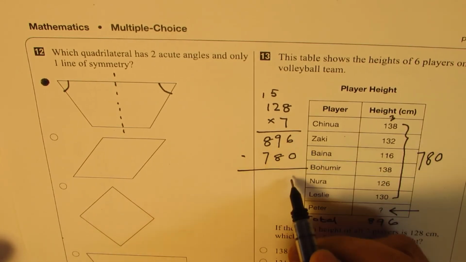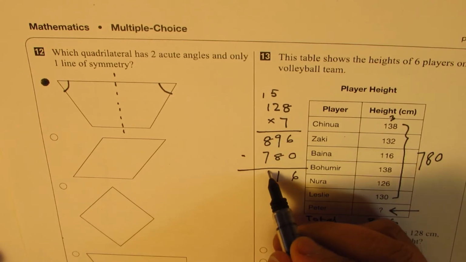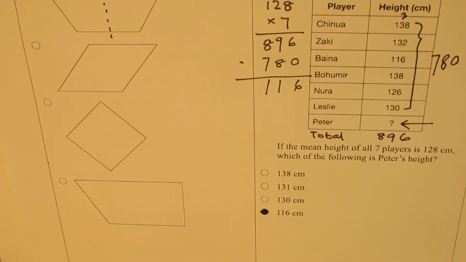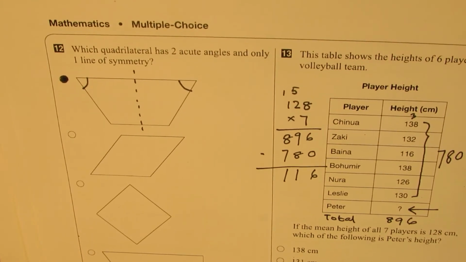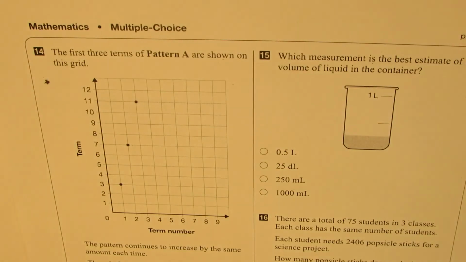So let's take away 780 from 896. What do we get? 6, 9, and 8, 1. And that is also 1. So 116 is the last option, right? So that is the last option, 116, which is the right answer. Perfect. So that is how we are going to answer question number 13. Let's move on and take the next question.